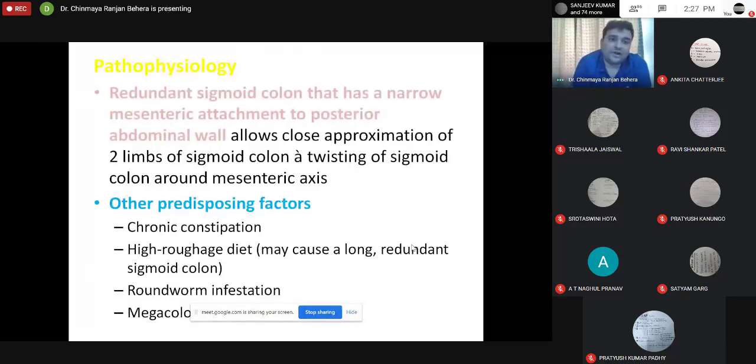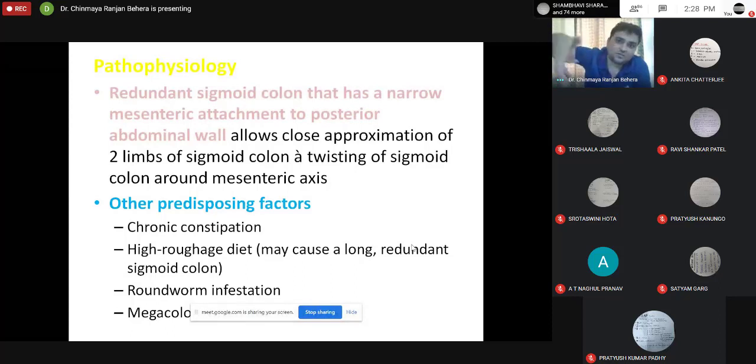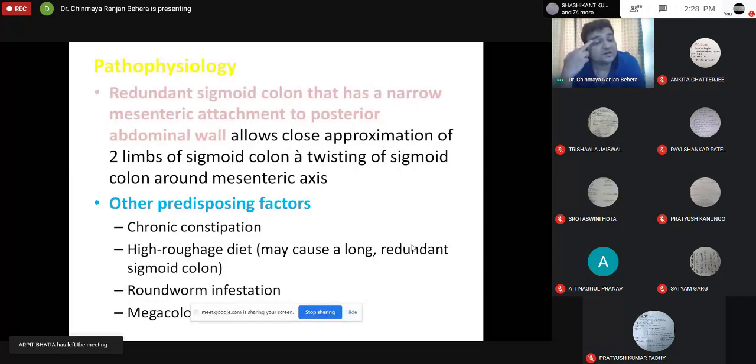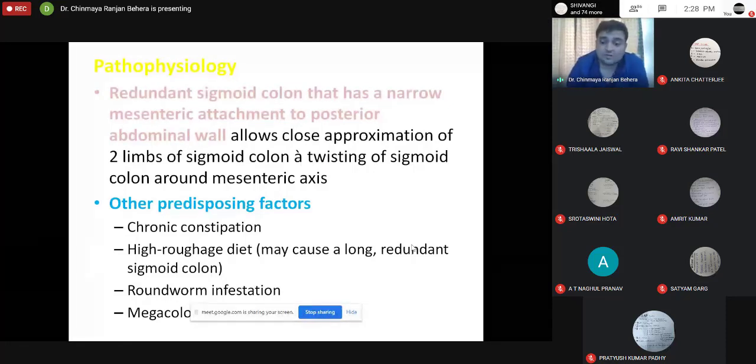Why does sigmoid volvulus happen? It is because of a redundant colon with a narrow mesenteric attachment. The sigmoid twists and rotates anticlockwise along its axis. The predisposing factors are chronic constipation, high fiber diet, roundworm infestation, or a megacolon.